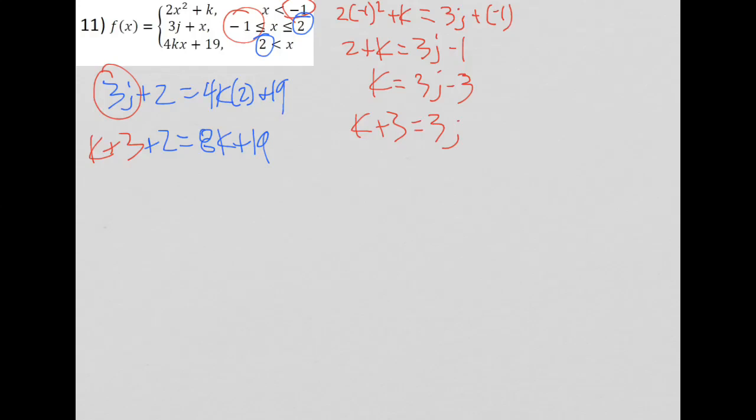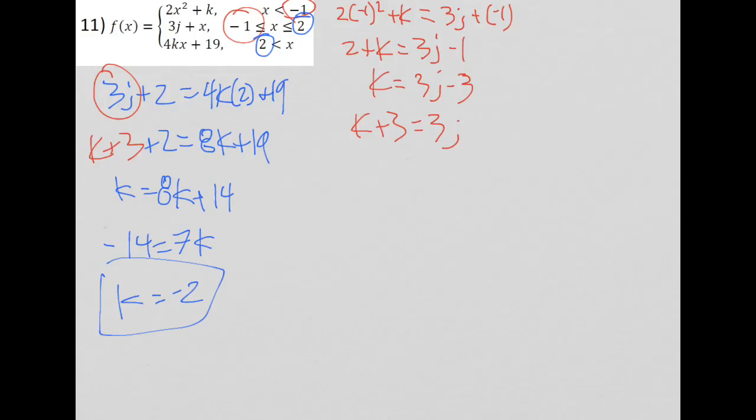Let's simplify it a little more. 3 plus 2 is 5. Let's subtract that 5. And we will get 8k plus 14 when we subtract 5. So -14 equals 7k, and k equals -2. Whoa.